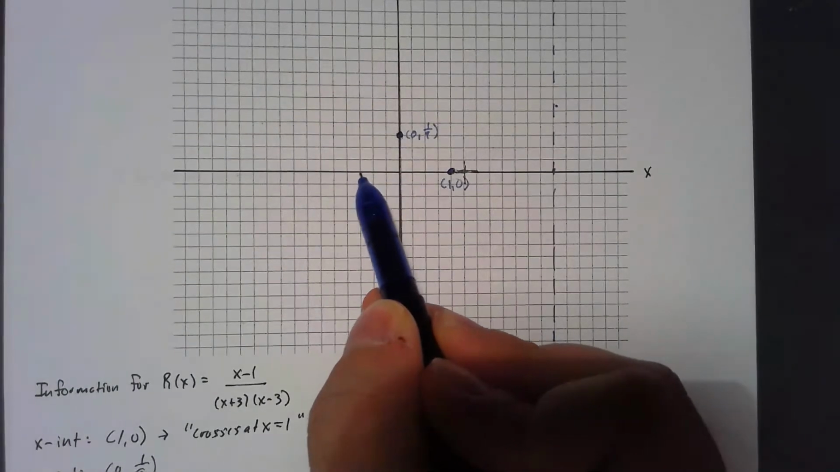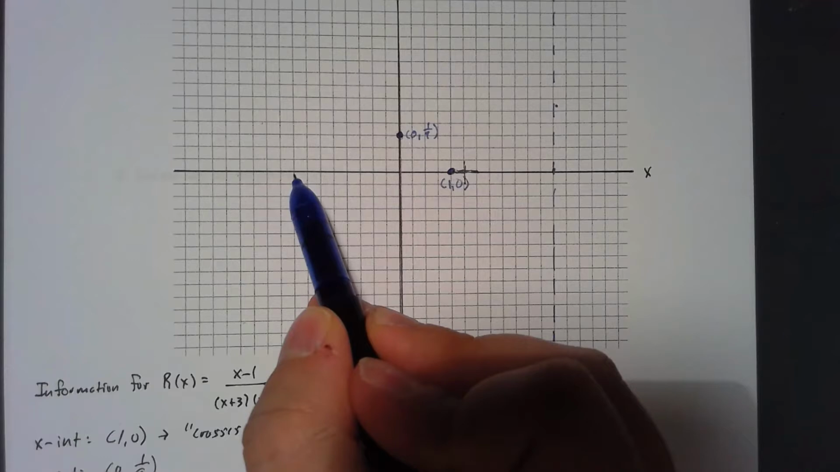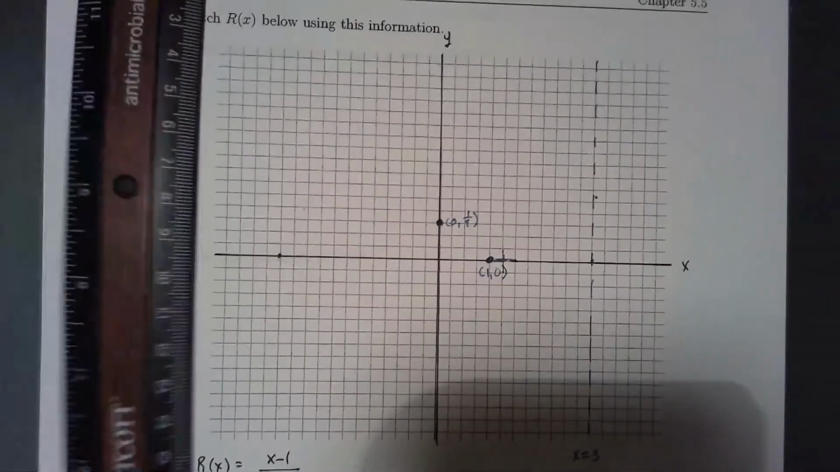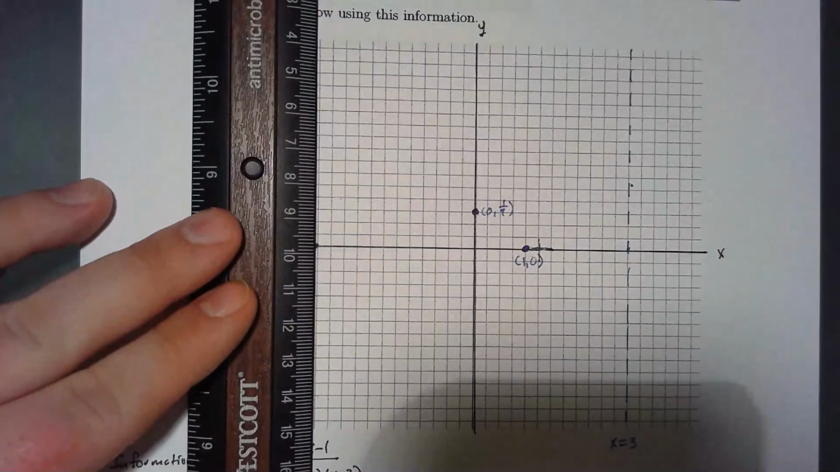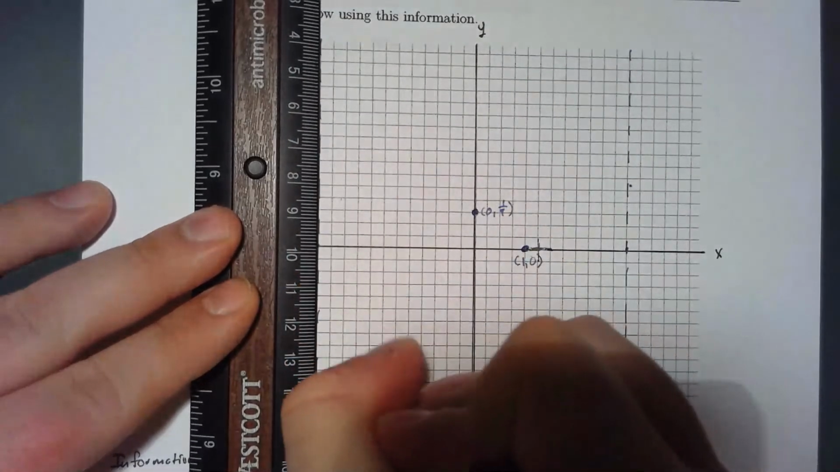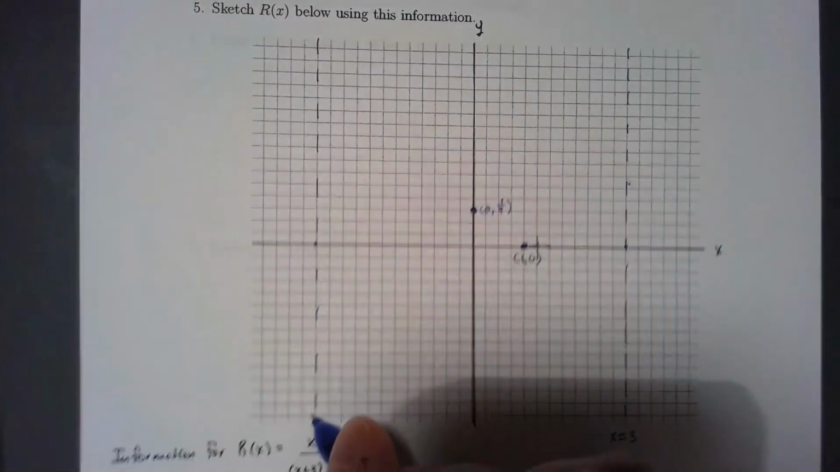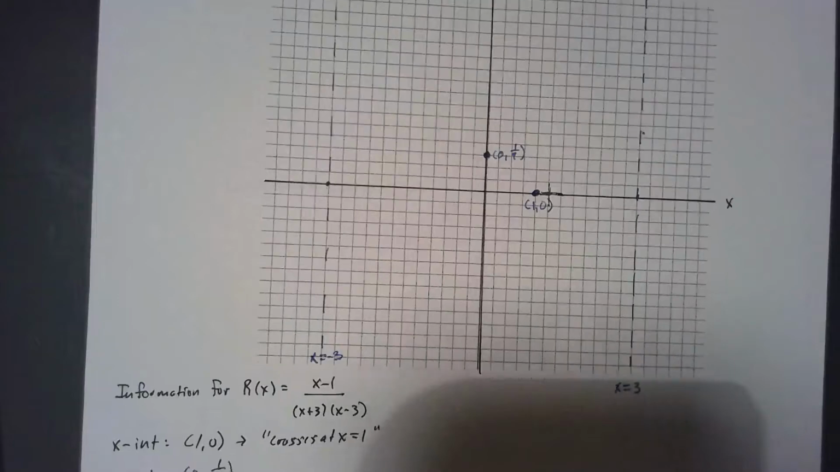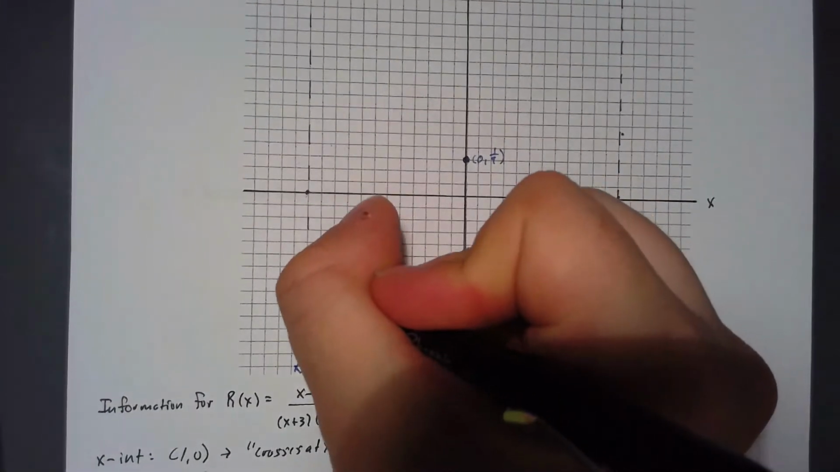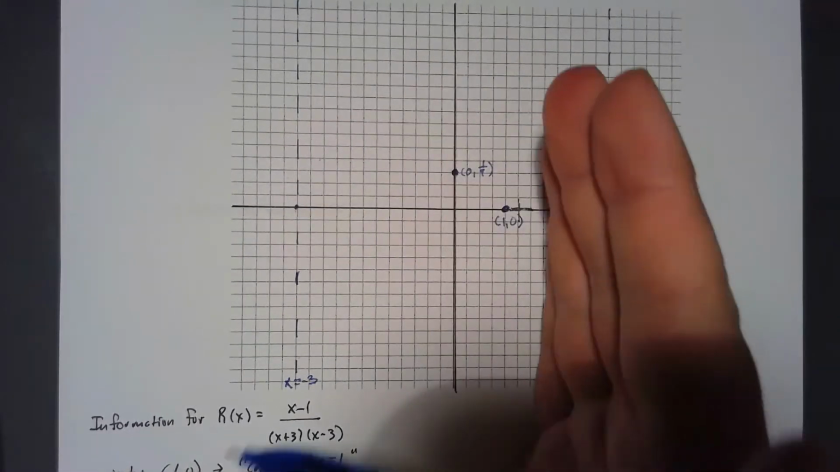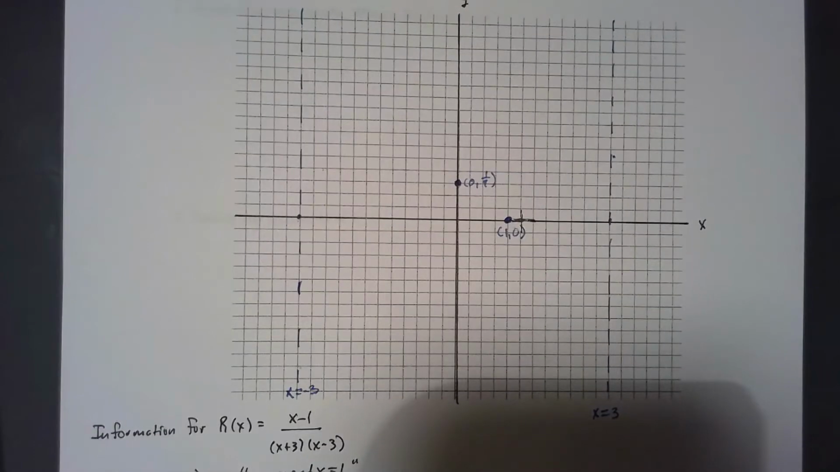So 1, 2, 3, 4, 5, 6, 7, 8, 9, 10, 12. So that right there is going to be the next vertical asymptote, -3. All right, so that's the vertical asymptote, x equals -3. Those dashed vertical lines are not part of the graph of the function. You could think of those as separators or dividers of the graph.